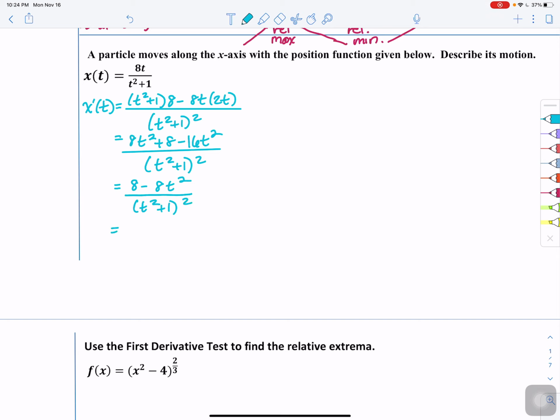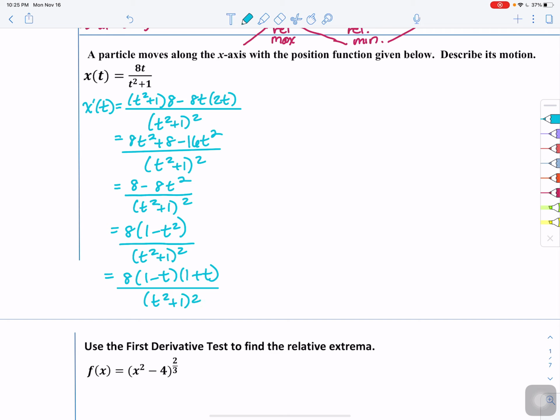I think a factored form might be a little nicer. And even better than that, when we use test values, how about 8 times 1 minus t, 1 plus t? That difference of squares. Now we have it really, really nice. And there we have it. This is x prime of t.